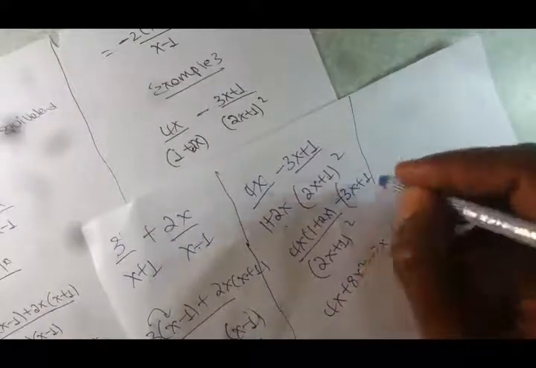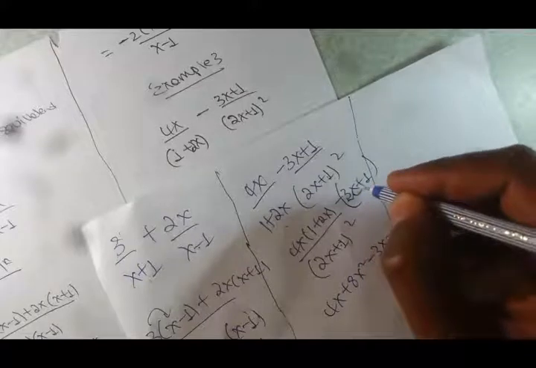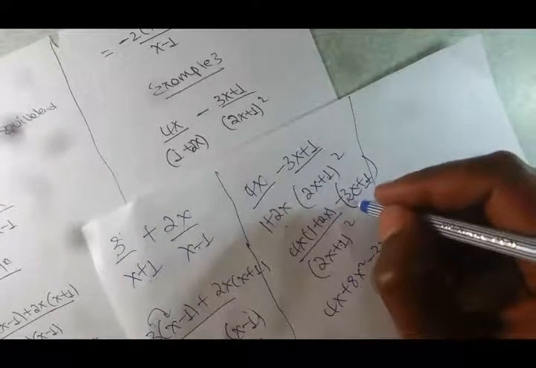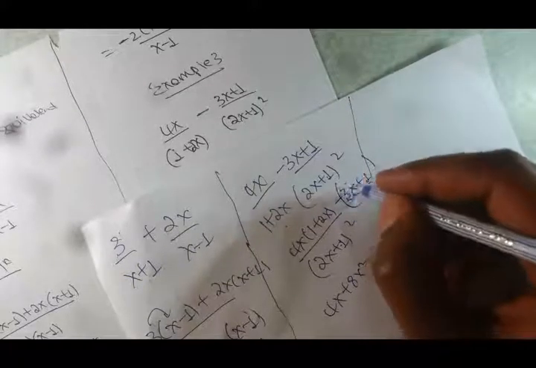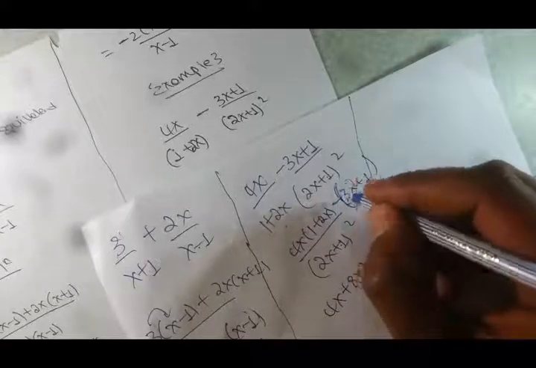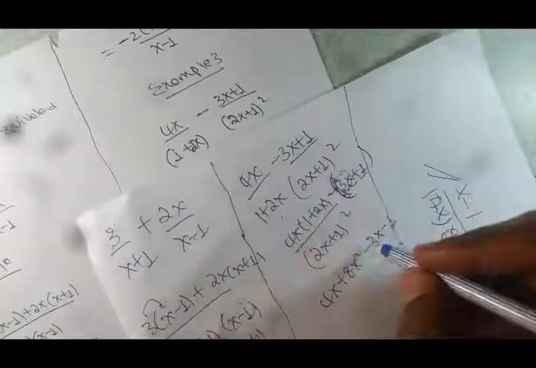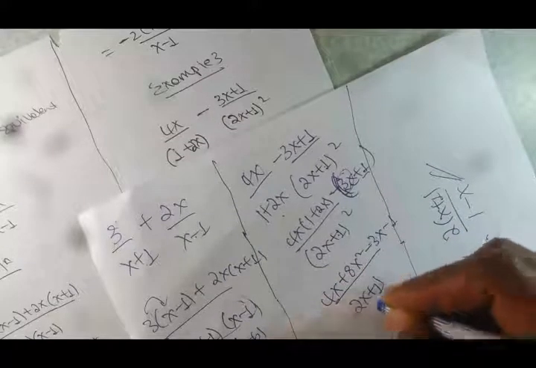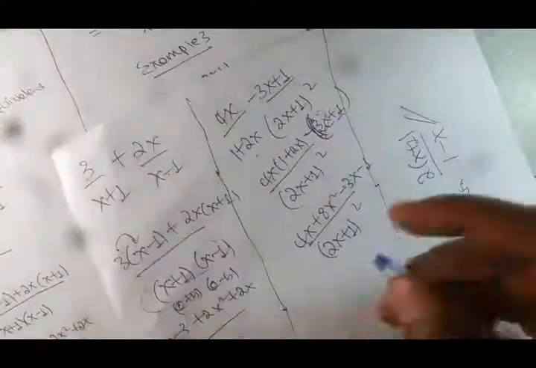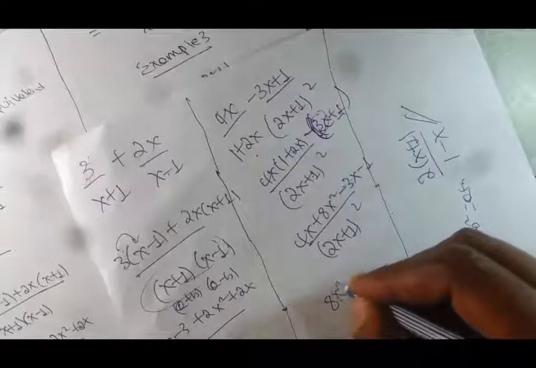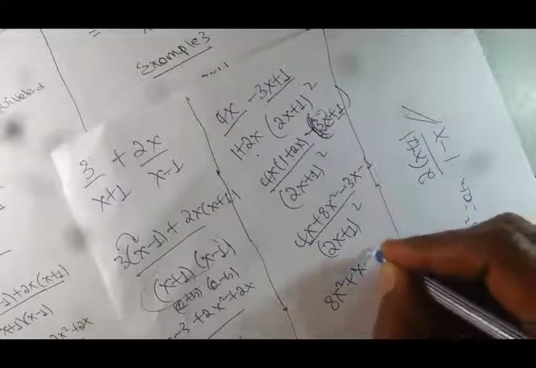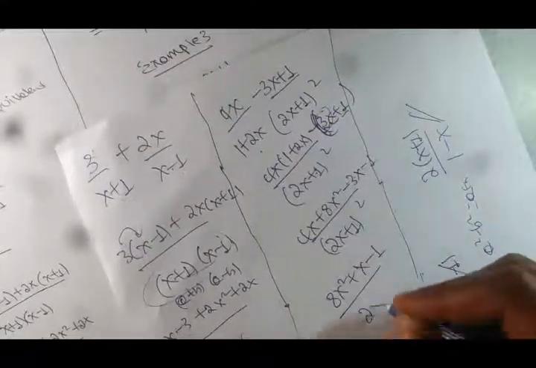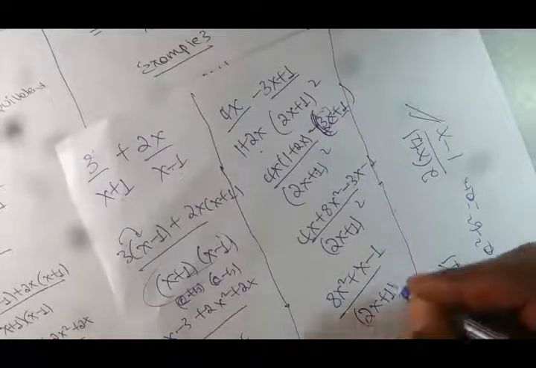Whenever you have more than one term, you have to make a bracket. In our case it is more than 1, a variable and a number, so you always have to make a bracket. Therefore negative 3x minus 1 over 2x plus 1 the whole square. This is equal to 8x square plus x minus 1 over 2x plus 1 the whole square.